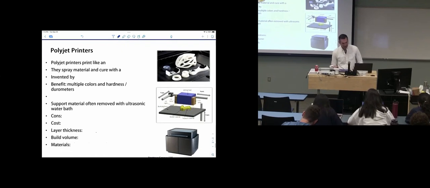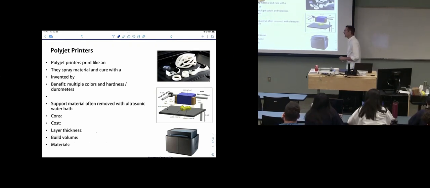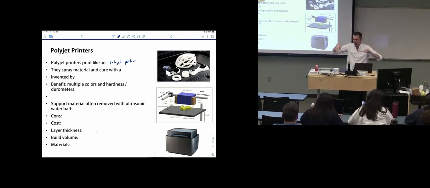And then the last one I want to tell you about is PolyJet. You guys have just heard of PolyJet printers. They are popular, and I think there's some on North Campus. But they're different. So PolyJet printers print like an inkjet printer. They spray a material onto the part through a set of nozzles, the jets, and then they cure it with a lamp.